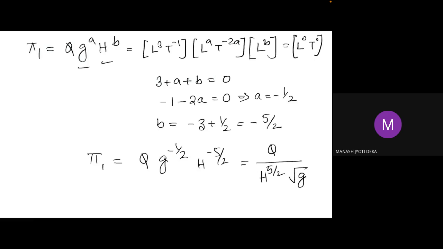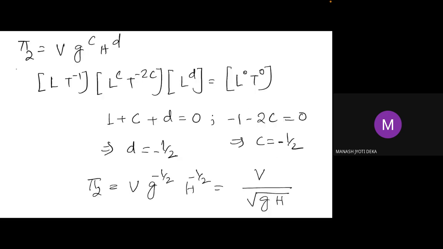So we have the pi1 term in terms of the flow rate. Because this is the dependent variable, we need to find Q in terms of the other non-dimensional terms. Similarly, you can write the dimensions of each term, Q, z, and h, and compare the powers of these terms with the non-dimensional pi1 term, which has dimension 0, 0. If you solve this, you will get a equal to minus half and b is minus 5 by 2. So the pi1 term will come as Q by h to the power 5 by 2 and square root of z.